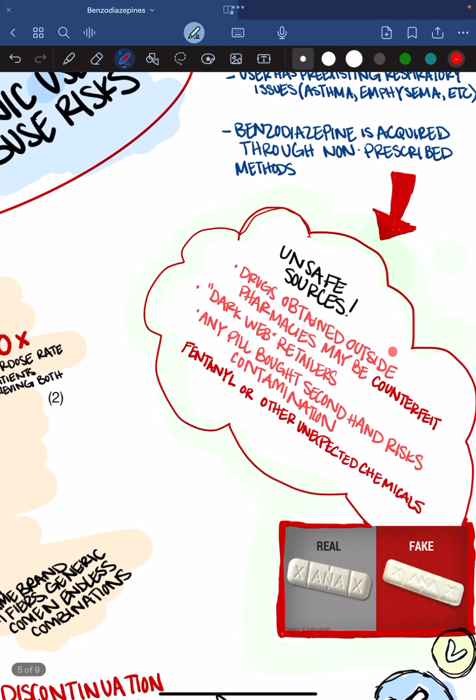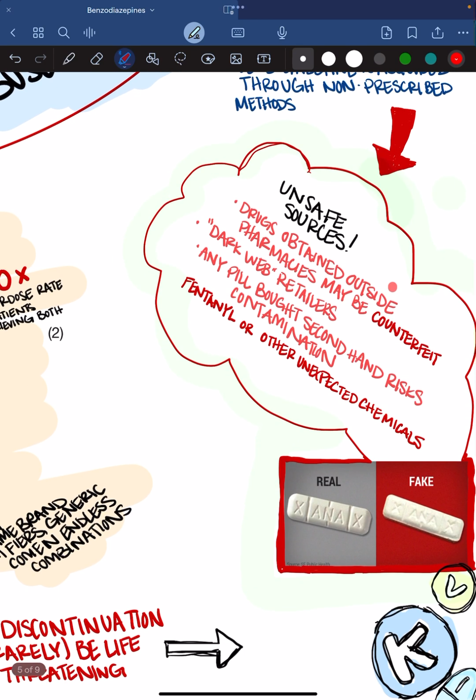So, unsafe sources. Drugs obtained outside pharmacies can be counterfeit, and that could be getting them from online dark web retailers. They could be making their own pills. It's a pretty known existing problem. Any pill bought secondhand risks contamination, and it could include fentanyl or other unexpected chemicals. So it's really important to make sure that you're only taking benzodiazepines that you know came from a pharmacy.